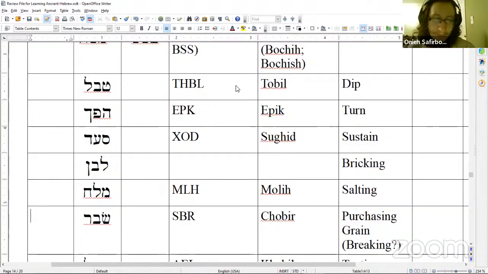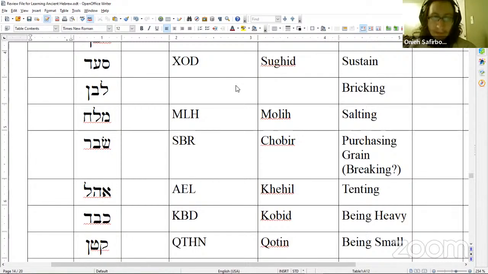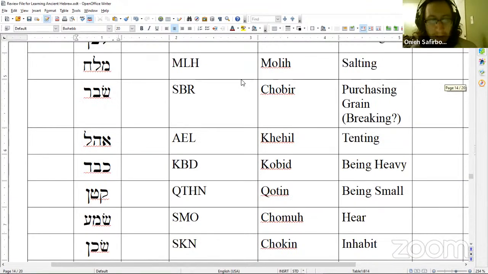I have Labin twice. I'll have to change it later. Male, salting. Chauber, purchasing grain, and also possibly breaking. I have to double check that, like I said. Kahil, tenting. Oh, I have that word too for assemble. Kabid, being heavy. Katin, being small.